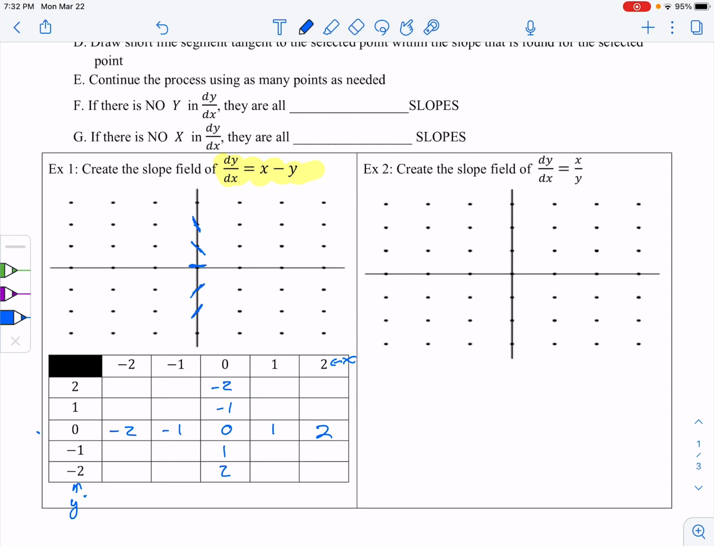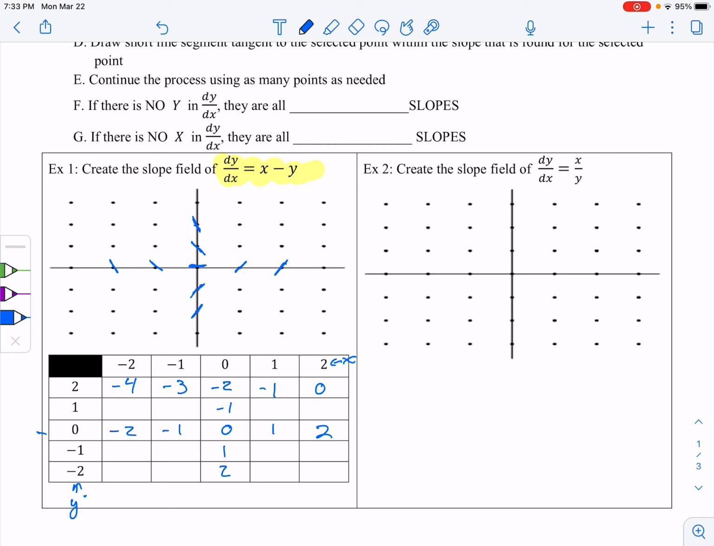When I go across, when y is 0, over here this one is negative 2, and negative 1, and 0, and positive 1, and positive 2. And now I need a few more. These always mess up my poor little brain. I have negative 2 minus 2, so this is negative 4. I have negative 1 minus 2 is negative 3. 1 minus 2 is negative 1, and 2 minus 2 is 0.